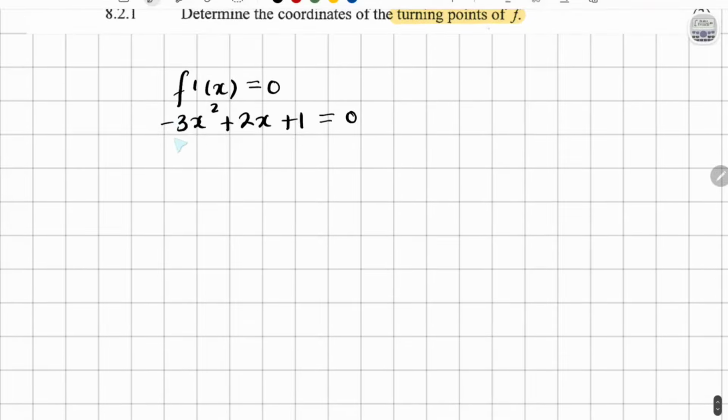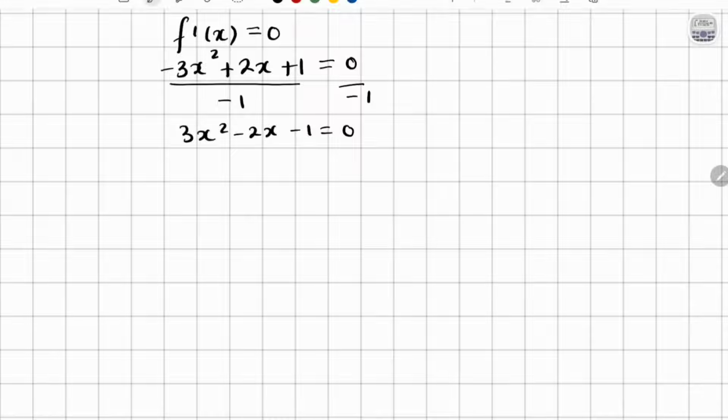So since this is negative, it shouldn't be negative if you want to nicely factorize. I'm going to get rid of that by dividing both sides by negative 1. And so we have 3x squared minus 2x minus 1 is equal to 0. Then you would have to factorize this.